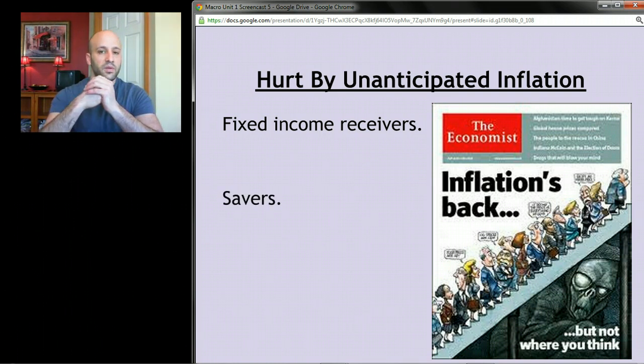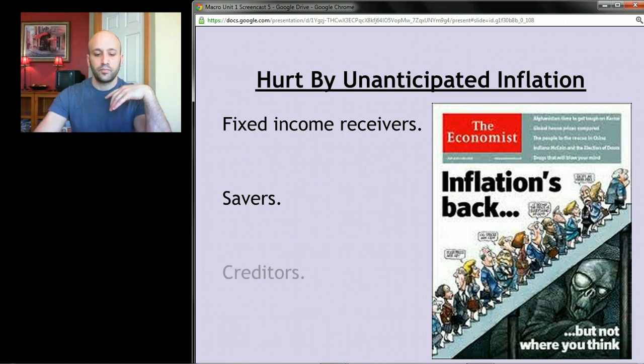For similar reasons, people who save money tend to be hurt by inflation. If you have $10,000 in the bank, that's great. But if prices go up by 100%, that $10,000 becomes worth a lot less. So savers tend to be hurt by unanticipated inflation.